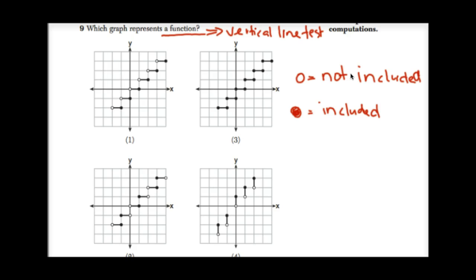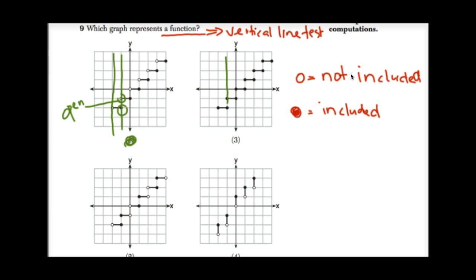If I go ahead and do a vertical line test, remember it's supposed to hit only one spot. Here, at this point, it hit 2 points. But if you notice, that's an open circle. This is an open circle. So that means the point is not included, which is fine. This will be my answer.